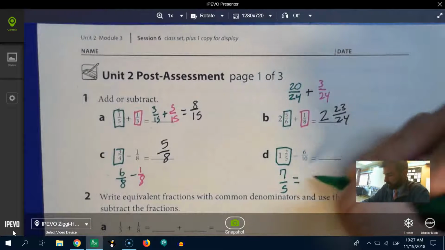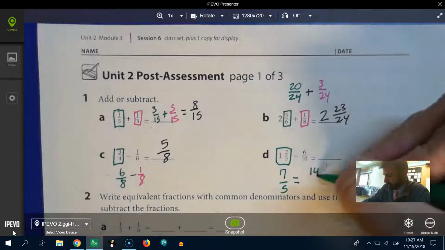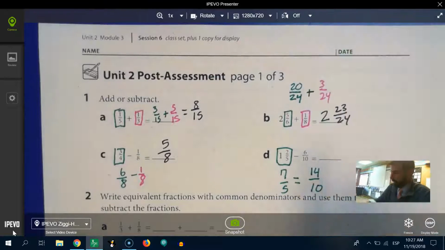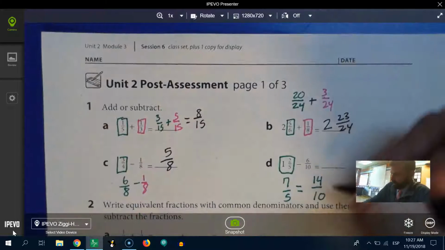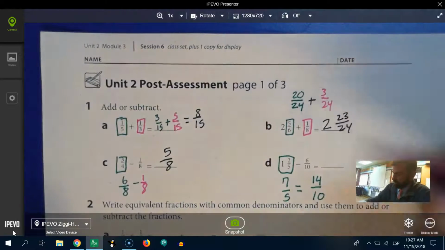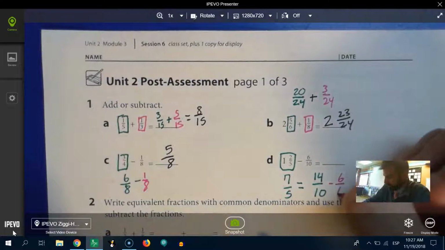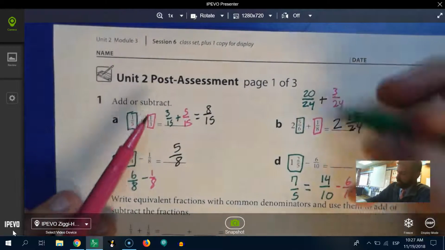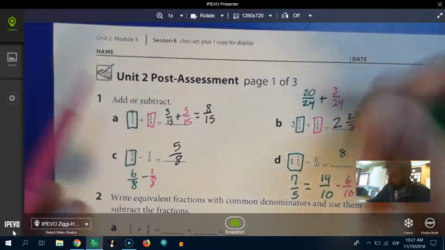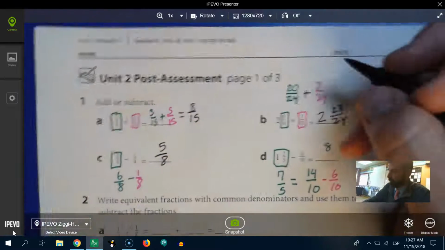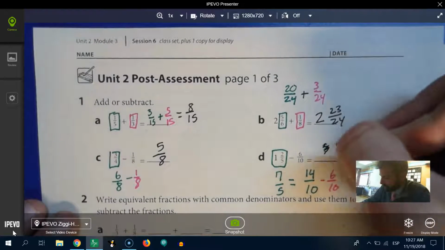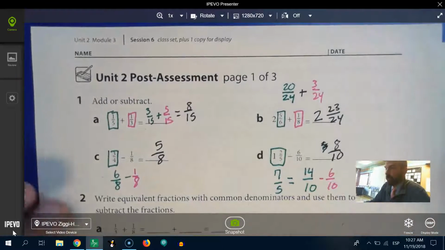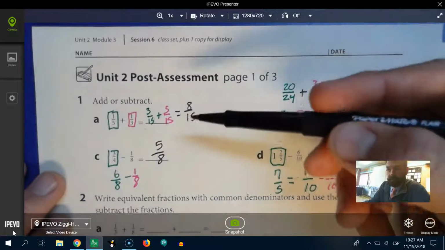And I'm going to be subtracting that by tenths. So an equivalent fraction that'll give me the tenths is 14 tenths minus 6 tenths, and that's going to get me to 8 tenths. Oops, I want to do that in black. I got all confused. Sorry about that. 8 tenths. So this is the video for section 1.